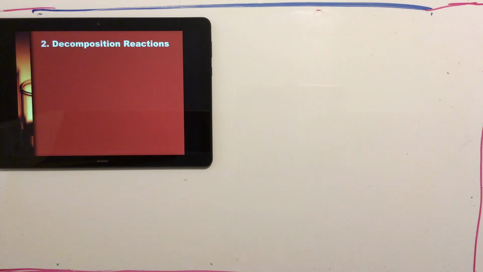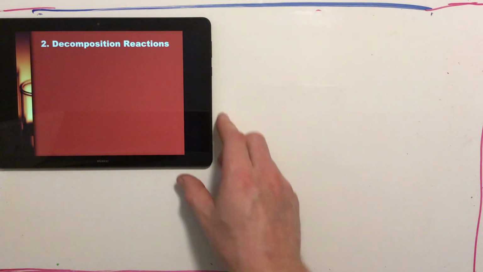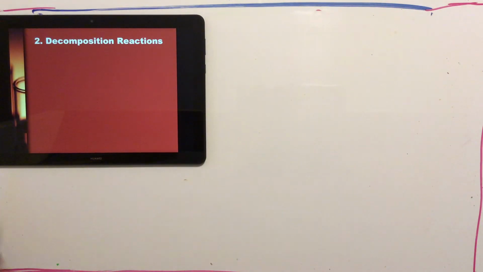In fact, it's the exact opposite of a synthesis. A synthesis takes little components and builds. This thing takes something large and breaks it up into smaller pieces. So let's take a look here.